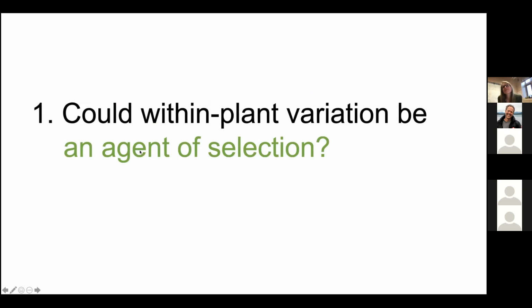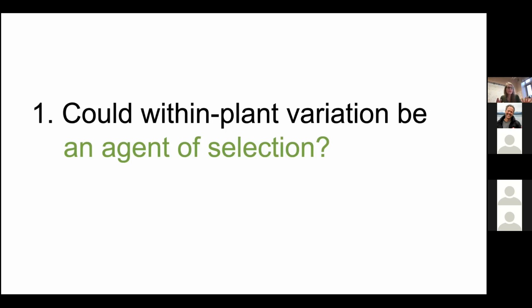So the first thing I'd like you to think about is the possibility that maybe within plant variation could be an agent of selection. Now remember, selection is simply an association between a trait and fitness. And an agent of selection is some component of the environment that causes the association between trait and fitness. So what this statement is saying is that maybe within plant variation expressed by one individual is shaping the environment and the fitness opportunities experienced by other individuals in the same population.